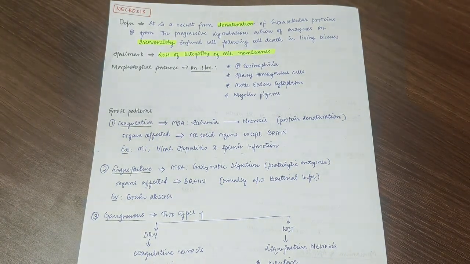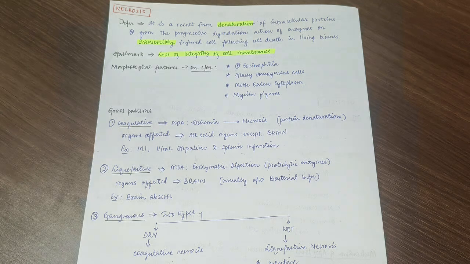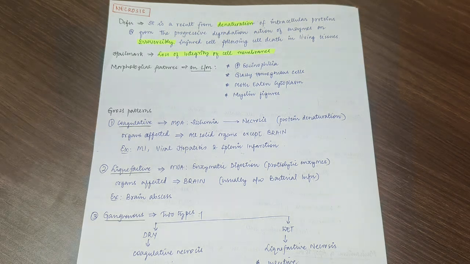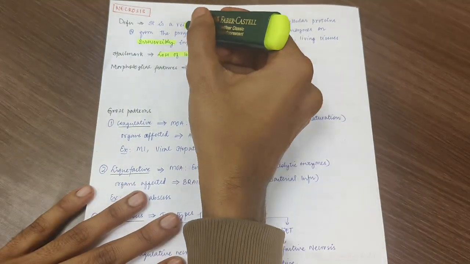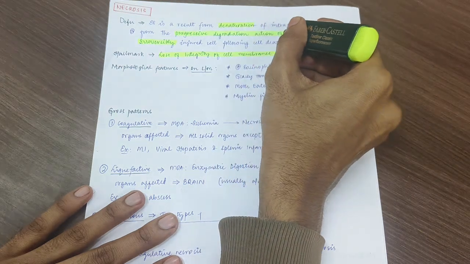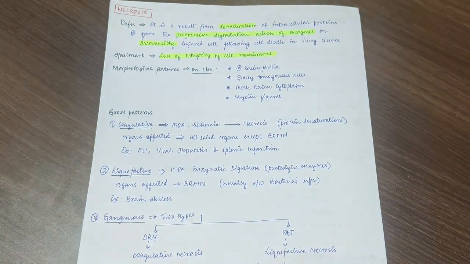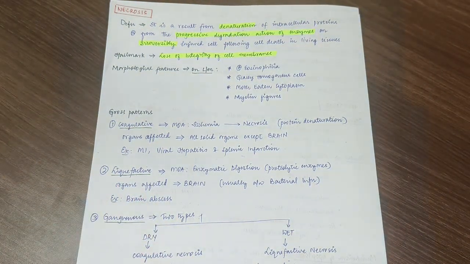So first we'll be starting with necrosis, which is defined as denaturation of intracellular proteins or the progressive degradation action of enzymes on irreversibly injured cell following cell death in living tissue. So basically what are the three keywords you're going to write there? One is denaturation of intracellular proteins, the next one is progressive degradation action of enzymes which is on irreversibly injured cell following cell death in living tissue.